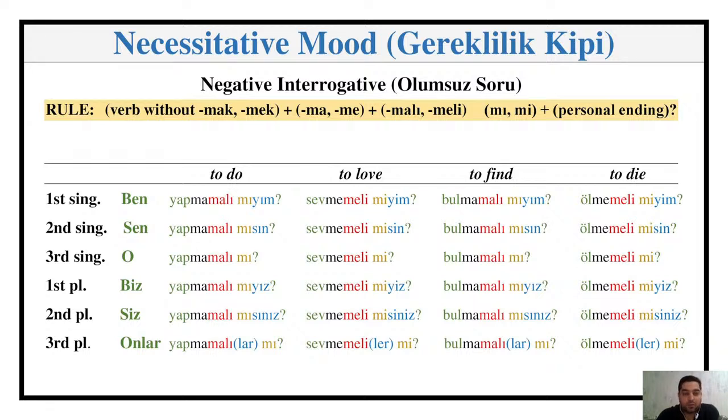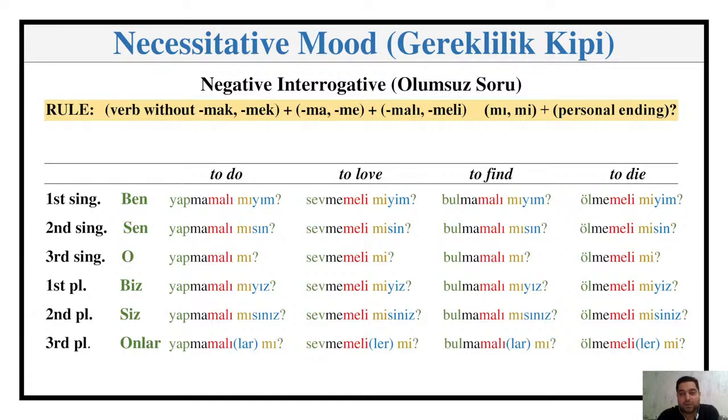Second person plural, siz yapmamalı mısınız, sevmemeli misiniz, bulmamalı mısınız, ölmemeli misiniz? And last one, third person plural, onlar yapmamalılar mı, sevmemeliler mi, bulmamalılar mı, and ölmemeliler mi?